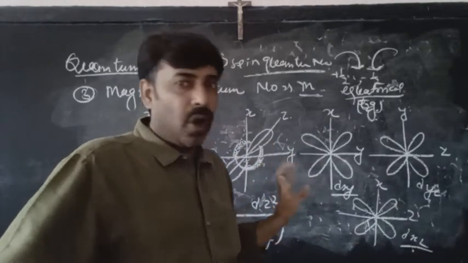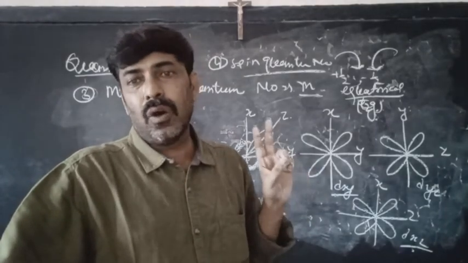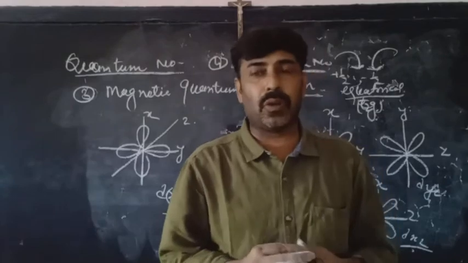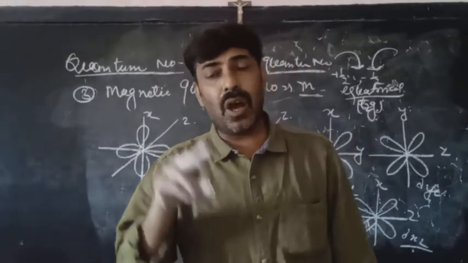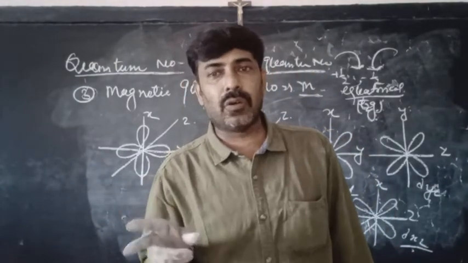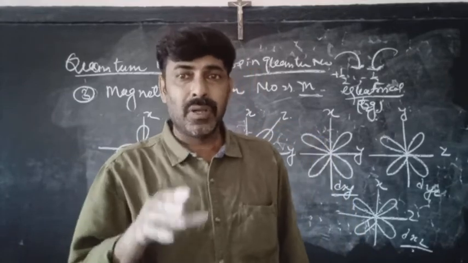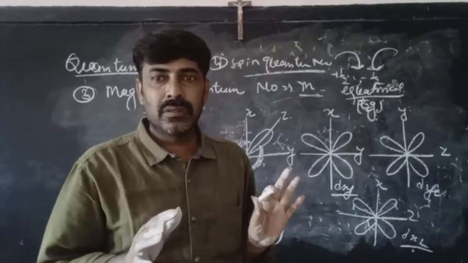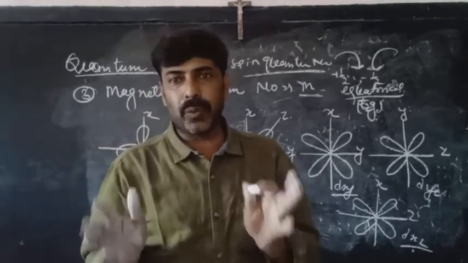In any orbital there are only two electrons possible. That means any orbital can contain a maximum of two electrons, and both electrons must have opposite spin, because both electrons have different spin quantum numbers, and this is represented by all of these quantum numbers. And this is all for today's video.